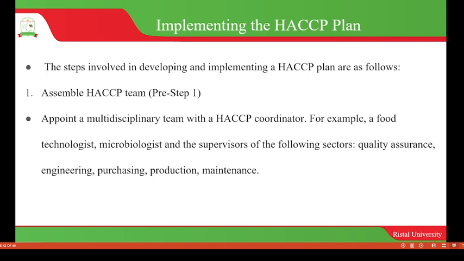First step, that is assemble the hazard analysis and critical control point team. So this first step is a preparatory step. Mainly, the steps which are followed in implementing the hazard analysis and critical control point plan are 12 in number.